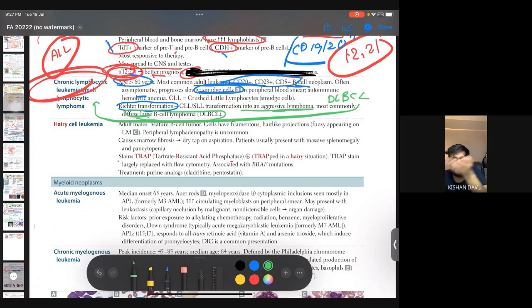In CLL, there is no translocation you have to remember. You need to remember that it occurs in age greater than 60 years. Second point, you have to remember the smudge cells. Third point, markers will be the same, B and T cells. Fourth point, you need to remember the Richter transformation, that it will be transformed into DLBCL. So this is what you need to remember here.